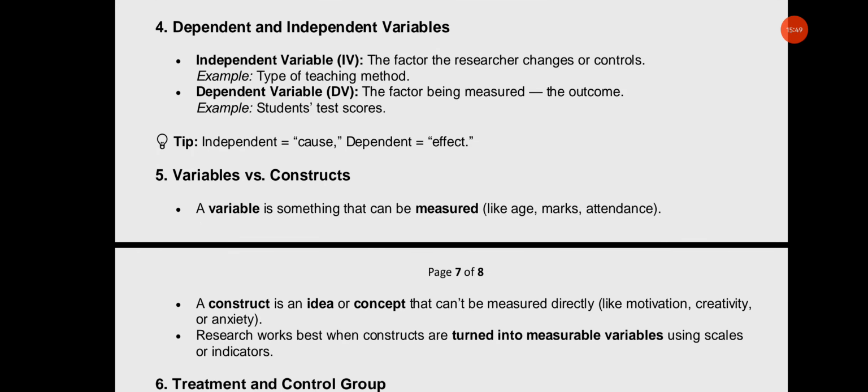Dependent and independent variables. Independent variable, IV: the factor the researcher changes or controls. For example, type of teaching method. Dependent variable, DV: the factor being measured, the outcome. Example, student test scores. Tip: independent equals cause and dependent equals effect.